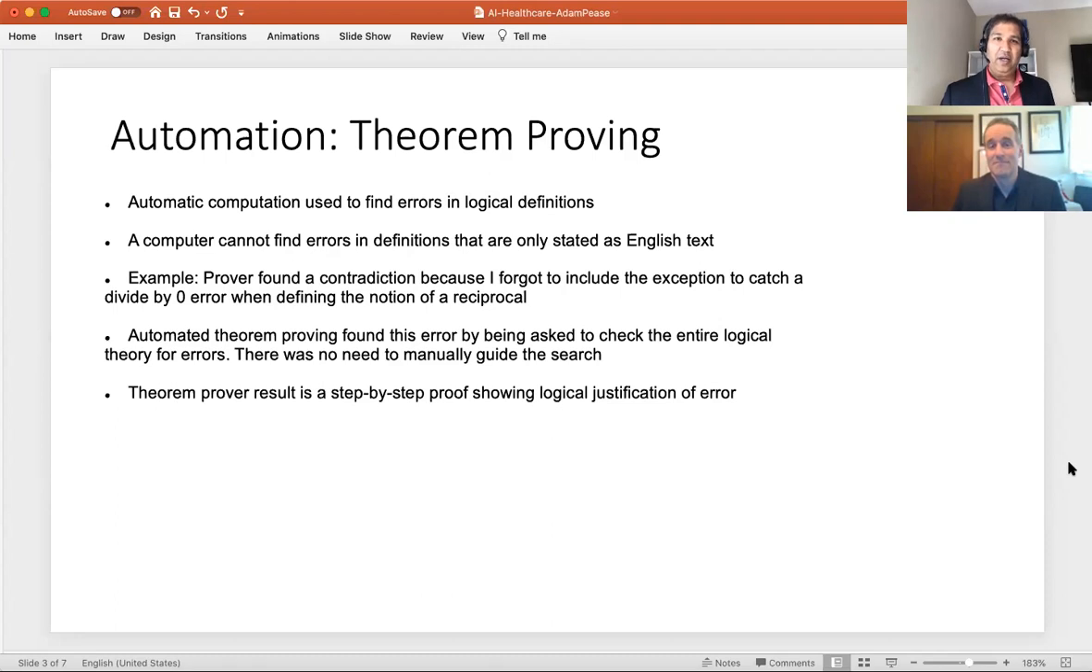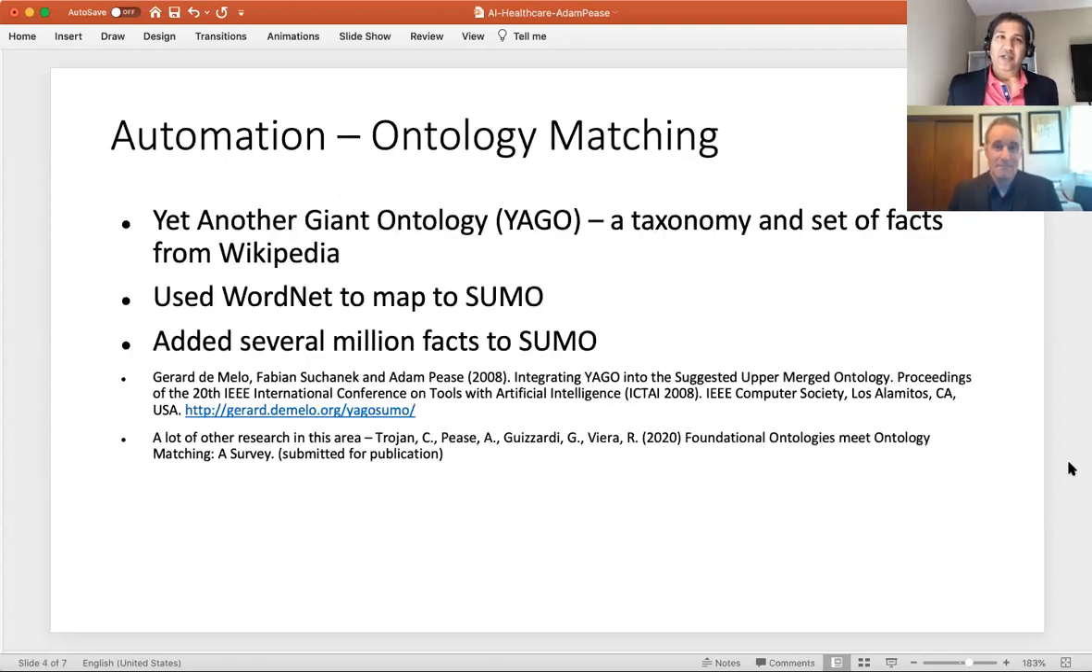Excellent, excellent. Yeah, this is great, theorem proving as a technique. Now, what about matching, ontology matching? Yeah, the fact is, of course, that most systems don't have these kinds of definitions. So we've got to have tools and processes for bringing other systems into this set of definitions that are in SUMO. We've done a lot of this, especially with giant fact bases, like Gerard de Melo and Fabian Suchanek's work on YAGO, which is a big fact base.